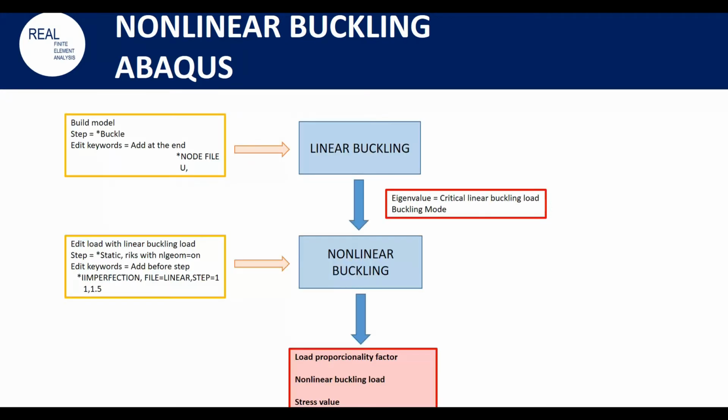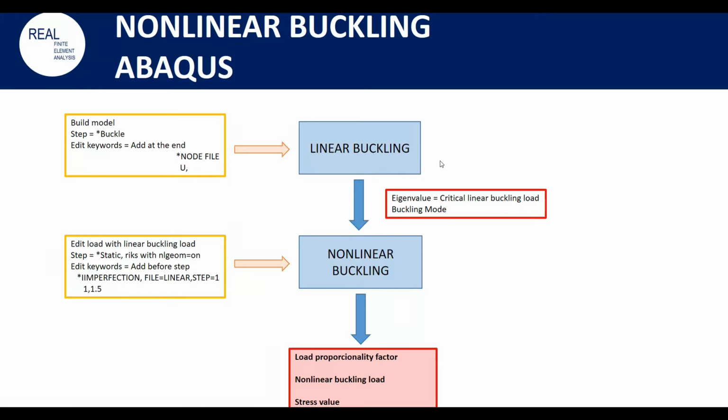So to do nonlinear buckling, we need to follow a workflow. First of all, we need to create a linear buckling job. So we need to build a model, create a static buckle step, and we need to edit the keywords of the model. We need to add this line. This will help us in doing the nonlinear buckling analysis.